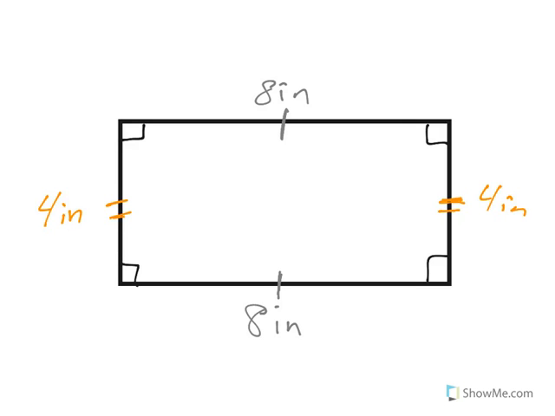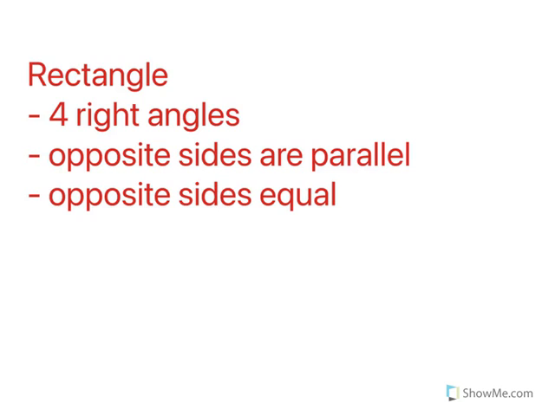When you're talking about polygons, you'll notice if there's 2 hash marks on one side and 2 hash marks on the other, that means those are the same. On the other sides, there's 1 hash mark, meaning those are the same. So, a rectangle has 4 right angles. The opposite sides are parallel, and the opposite sides are equal.